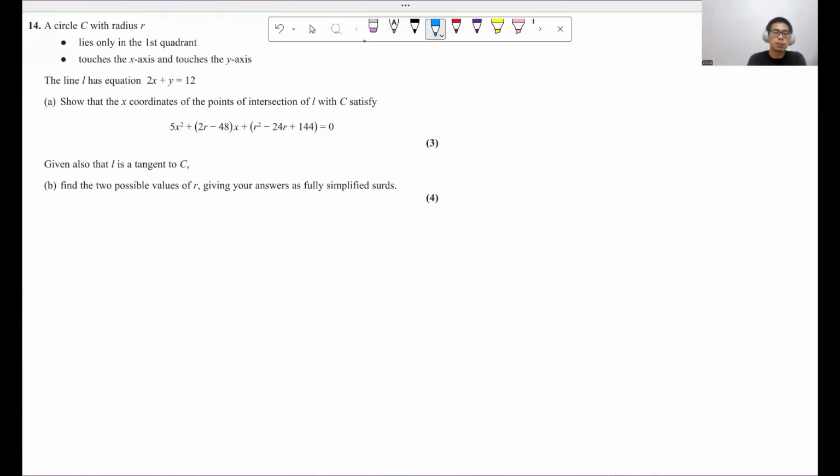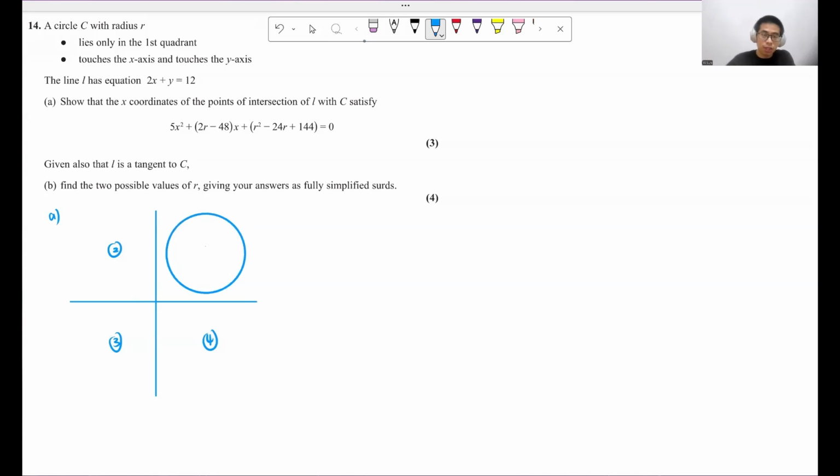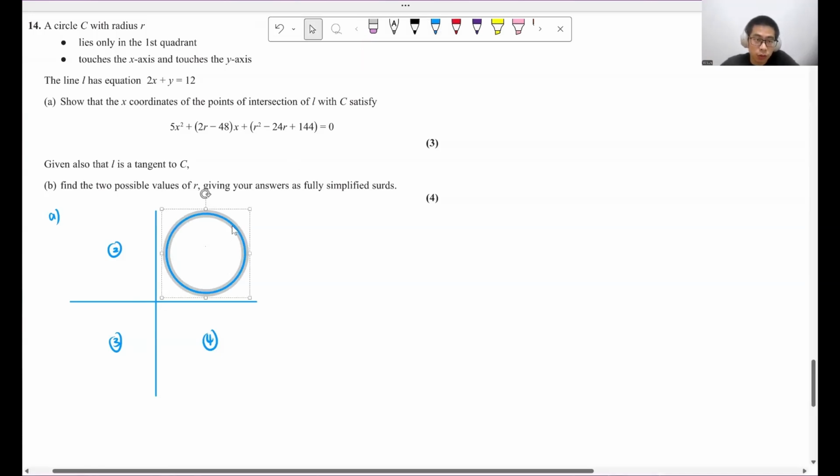Okay, so first I'm going to sketch this one out. The circle lies only in the first quadrant. Just to make sure the quadrant is clear, this is the first quadrant, this is the second quadrant, this is the third quadrant, this is the fourth quadrant. So if the circle lies only in the first quadrant, it won't be anything outside, only inside. And it touches the x-axis and touches the y-axis. So I'm going to draw a circle first. If a circle lies only inside the first quadrant and touches both axes, the circle has to look like this.